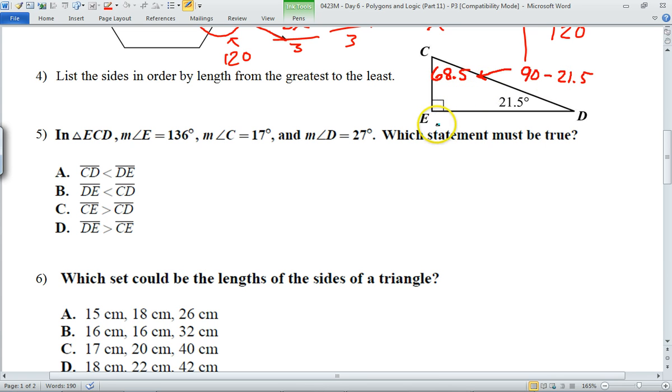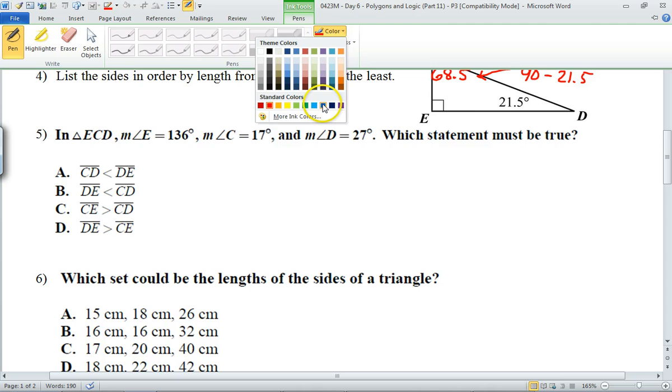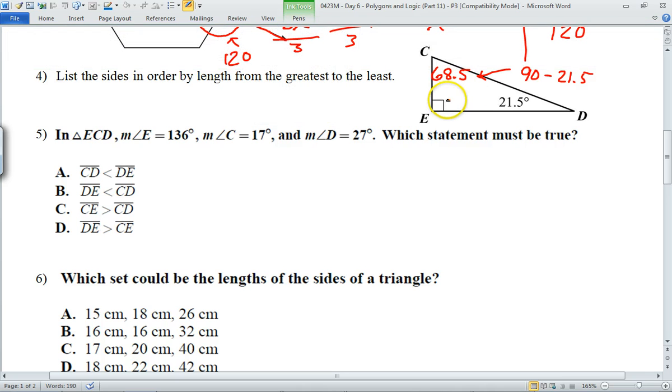Now, what is the biggest of these three angles? The 90-degree angle is the biggest. So please remember that the bigger angle is always going to be across from the bigger side. So that means the biggest side is going to be CD.